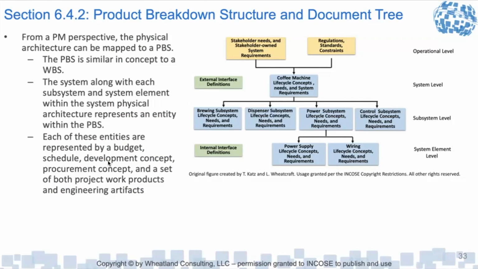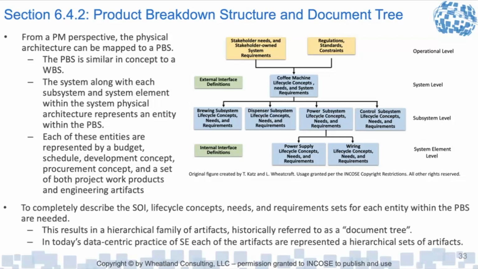And so it forms a document tree, what some people have historically called it. In a data-centric world, all these sets of information we would like to be able to maintain within our tools and to be able to link together through traceability. To completely describe a system of interest, lifecycle concept, needs, and requirements sets for each entity within the product breakdown structure are needed. So you have this hierarchical family of artifacts, like I said, in the document tree.